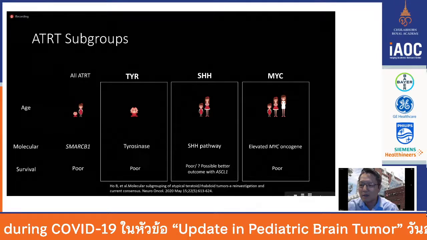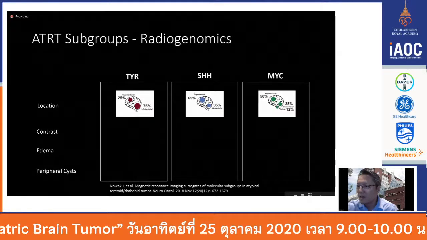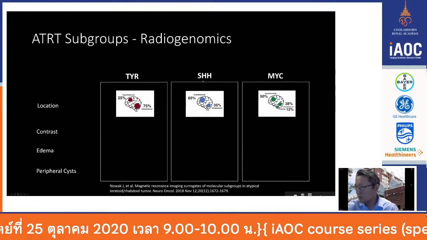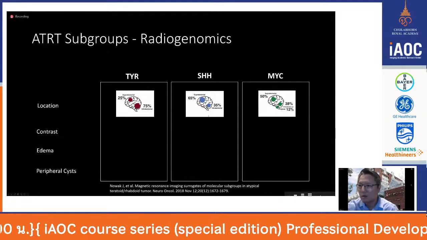Also within the last 2 years, there's one paper that looked at radiogenomics for these ATRT subgroups. The location for these different subgroups is a little different. If you have a posterior fossa location, most likely it's going to be the TYR. However, there are also supratentorial locations for this. The other two trend more to the supratentorial space. And if you have this rare spinal ATRT, it's going to be MYC for sure, because we haven't seen any MYC subgroup within the spine ATRT.